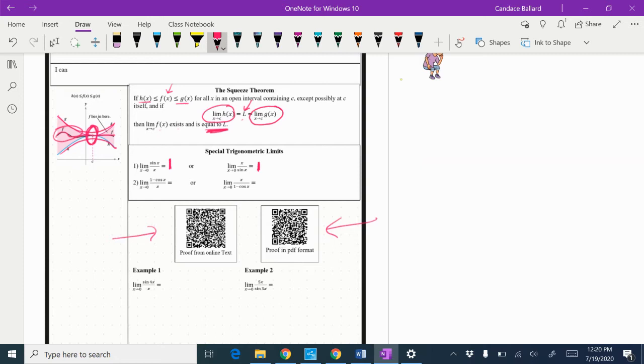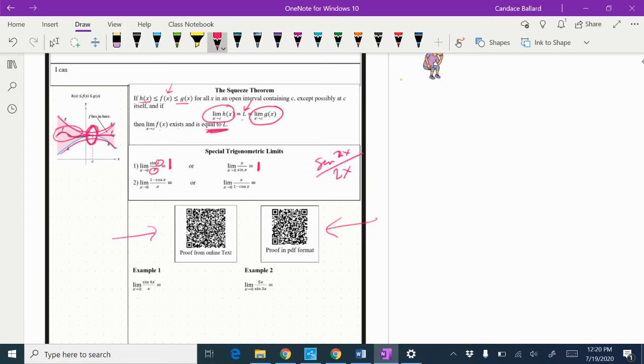And then this one, what you have to be careful of is that whatever is in the sine has to be the same in the denominator. So if I have a sine of 2x, I can't just have an x in the bottom for that to be true. I have to have a 2x. That's going to come up in a little bit.